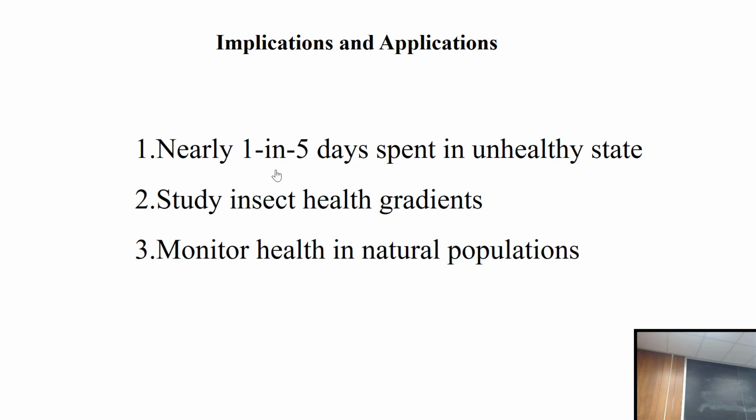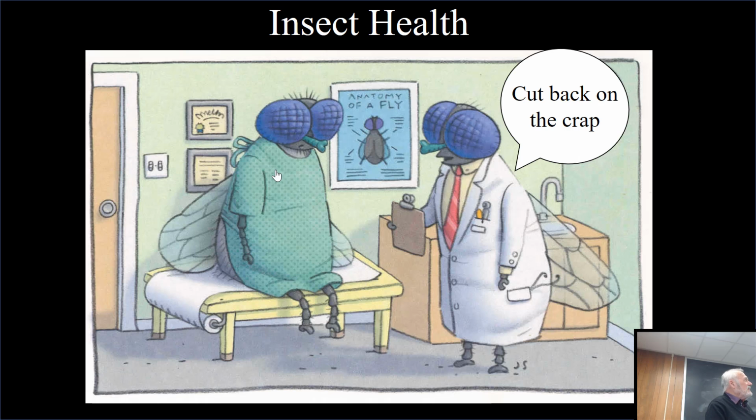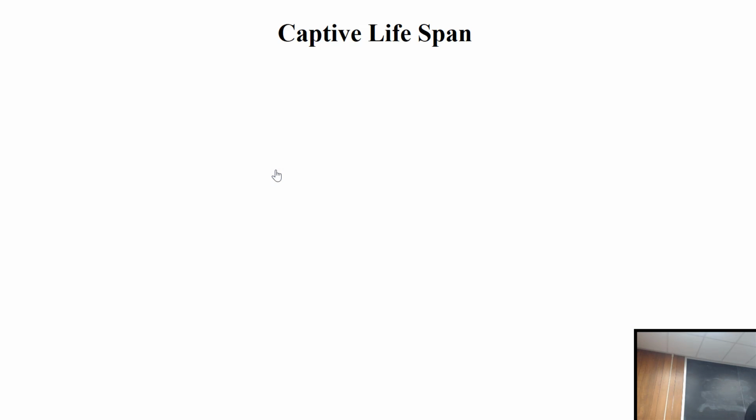Yeah, nearly 1 in 5 days was spent in this unhealthy stage. You have gradients in monitored health. And anyway, that sets the stage for starting to look at health. I always think the morbidity schedule in nature is the most important one. Once a bird has a problem, if it has a foot problem, it can still fly. If it has a wing problem, it's basically dead. It's just a detail what kills it.